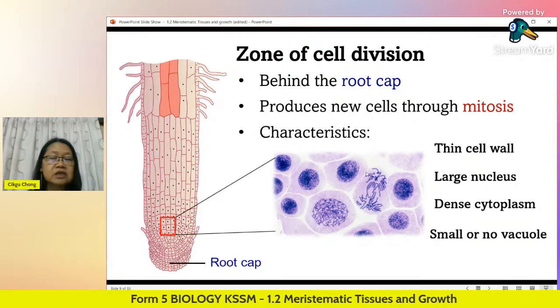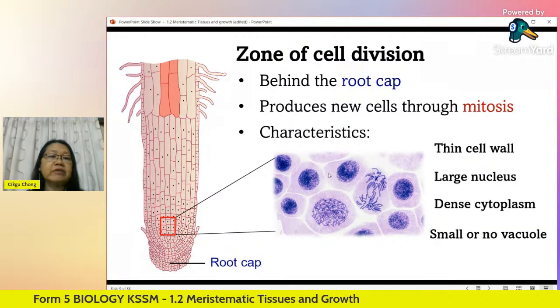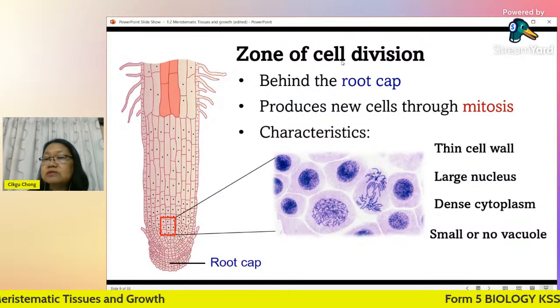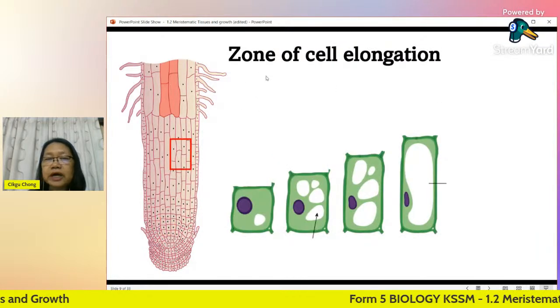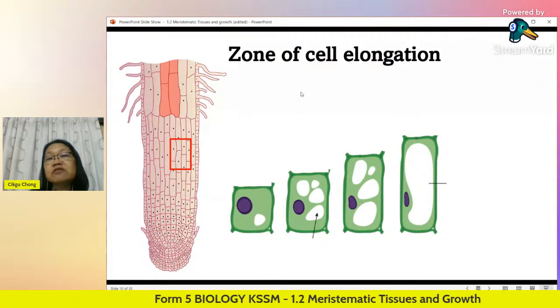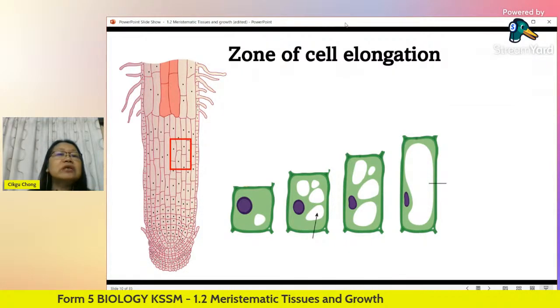If the textbook says no vacuum, it's also correct. Okay, for the zone of cell division. Now, how do they elongate? How do these cells, after they have been formed, how do they elongate?